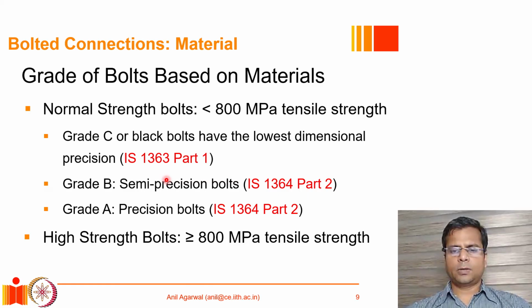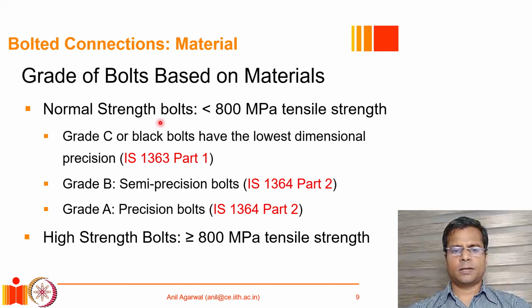Now, in addition to the dimensions of bolts, bolts can also be made of different types of steels. And these steels primarily vary in terms of strength. So there are two major classifications: normal strength bolts and high strength bolts. The ones that have an ultimate stress of less than 800 MPa are classified as normal strength bolts.